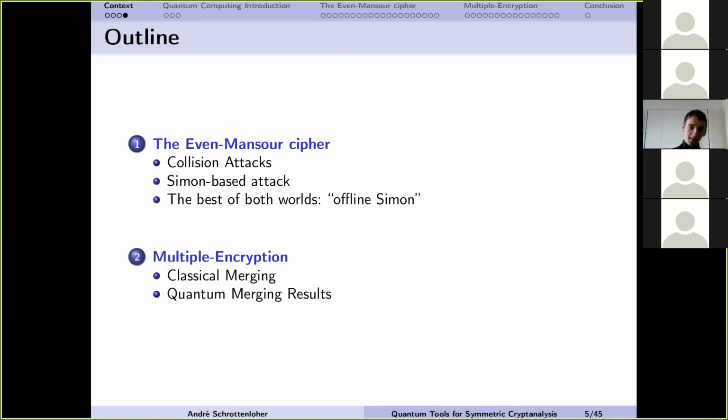So this presentation is going to be divided into two independent parts. Basically, the only thing that comes twice is quantum search, but quantum search is everywhere anyway. First, we're going to have a look at the Even-Mansour cipher, which is a very structured, very popular construction that appears everywhere. And second, we're going to have a look at multiple encryption. And this is going to be a pretext to have a look at quantum merging algorithms.